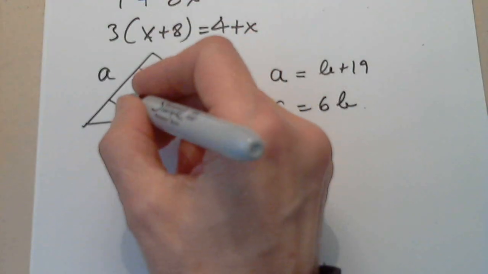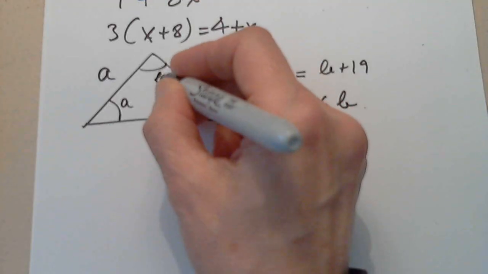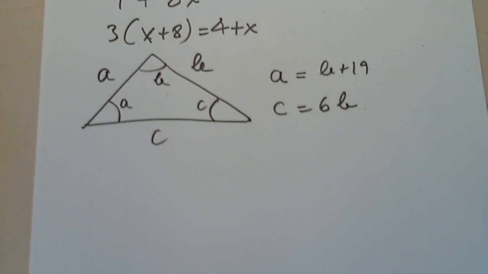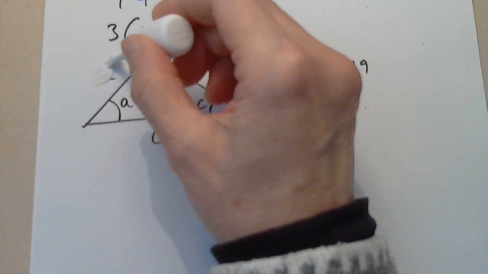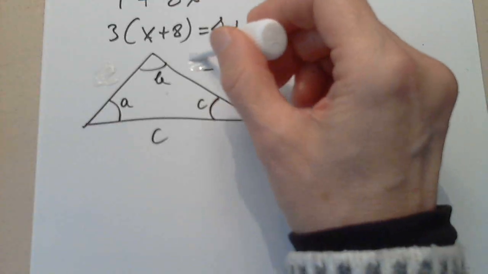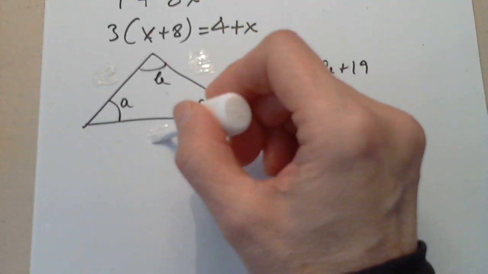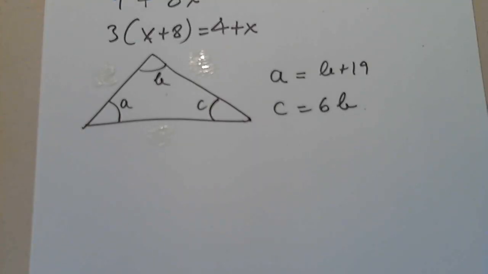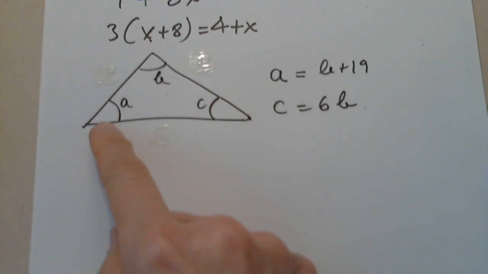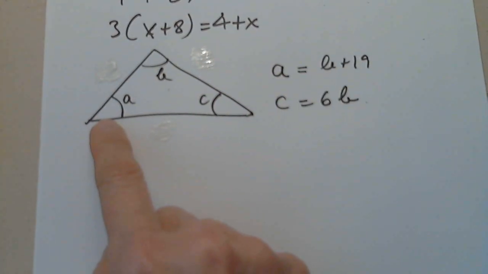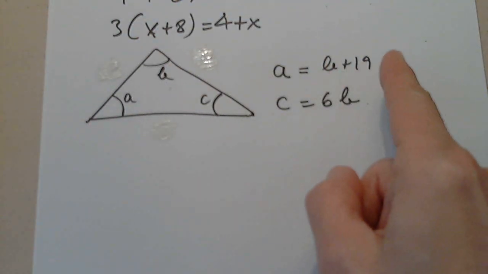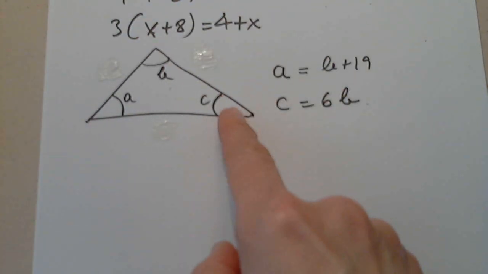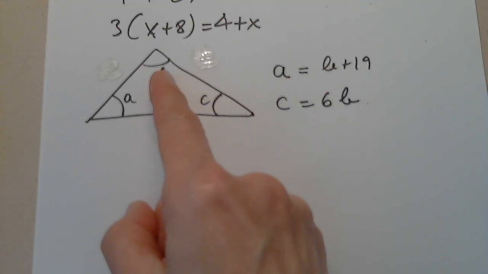what I meant is that this is angle A, this is angle B, and this is angle C. Not to be confused, we're not talking about the sides, we're talking about angles. Sorry, I don't want that confusion. They're not giving us information about the sides, they're giving us information about the angles. So the first angle is the second plus 19. The third angle is the second times 6.